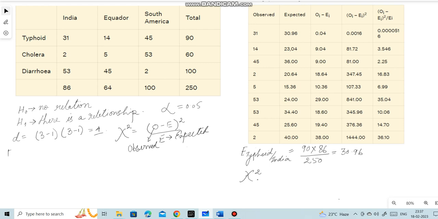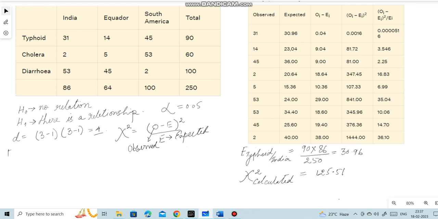chi-square calculated, which is basically the summation of this. It comes out to be 125.51. That is summing up 0.001, 0.00015, plus 3.546, plus 2.25, plus 16.83, till 36.10. It gives us 125.51. This is our chi-square calculated.